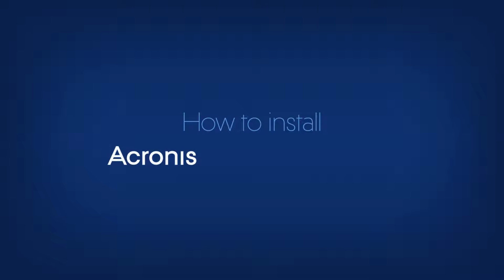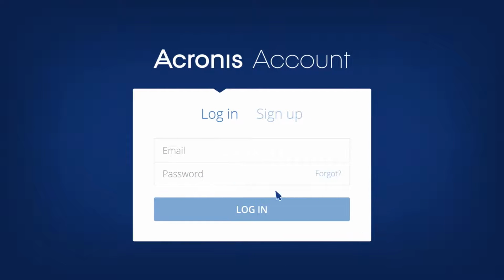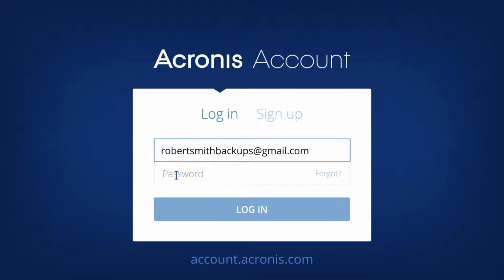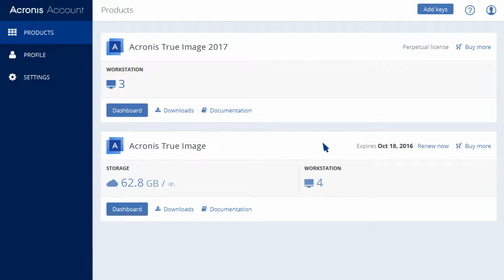How to install Acronis True Image 2017. If you started a trial, the installation file will be downloaded right after registration. If you already purchased the product, download the installation file from your account or install from the disk included in the box. You can also always log in at account.acronis.com and click the download button for the latest release.